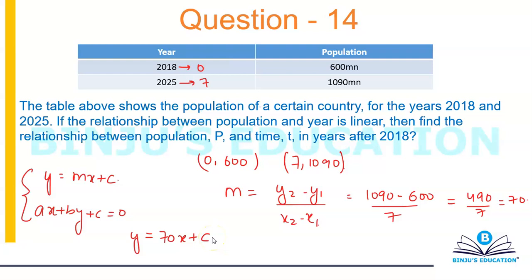In order to calculate c, I'll have to use either of the 2 points, either 0, 600 or 7, 1090. Completely your call which point you want to use. I'm gonna go with 0, 600 because I have a 0, so that's gonna make my life easier. So in place of x, I'm gonna put 0. In place of y, I'm gonna put 600, which is gonna give me that 600 is equal to c. Plug in the value back here, so this is gonna give you that y is equal to 70x plus 600.